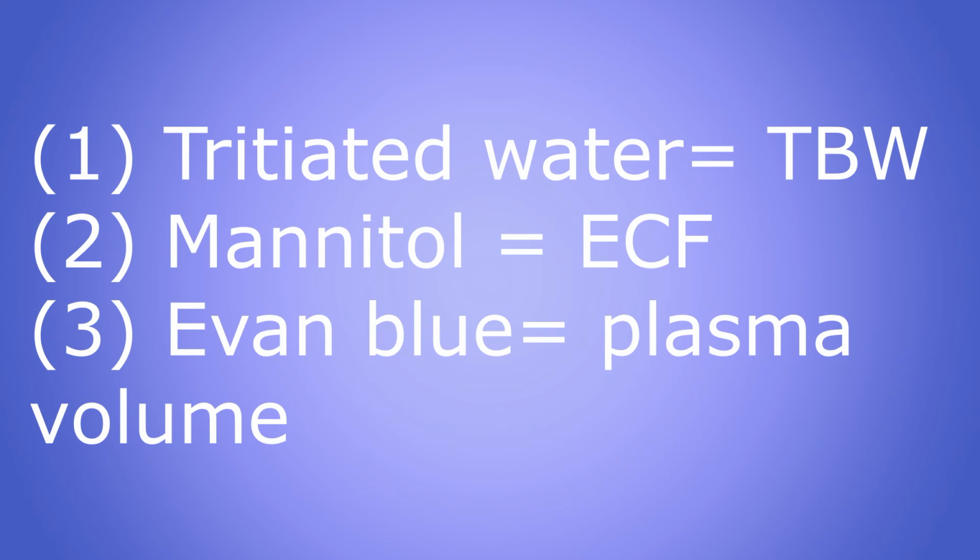For example, tritiated water is given to measure the total body water because it distributes in all the body water and its volume of distribution is known. Mannitol is a marker of ECF because it has very large molecules, and these cannot cross the cell membranes. Therefore it cannot enter the cell and is confined to the ECF.